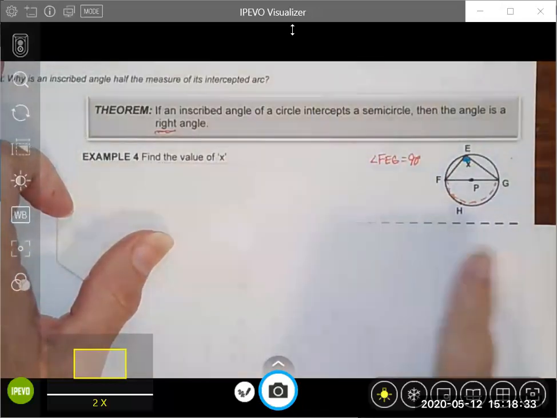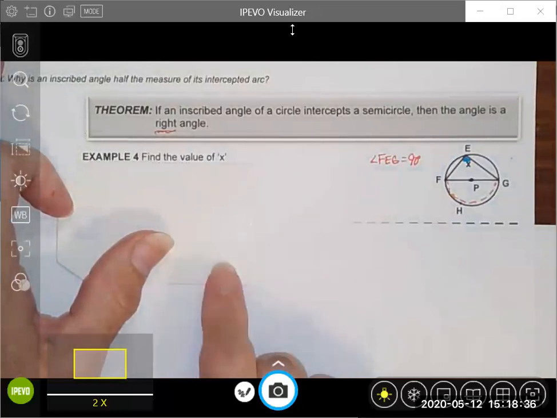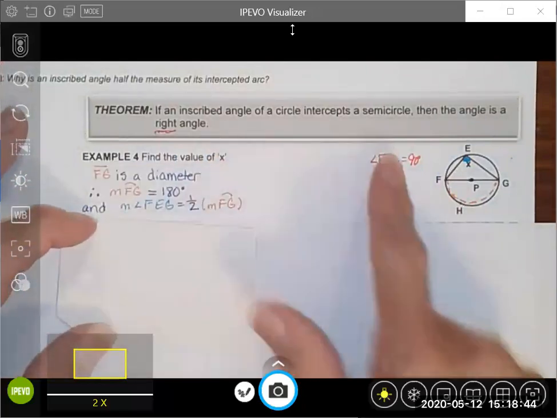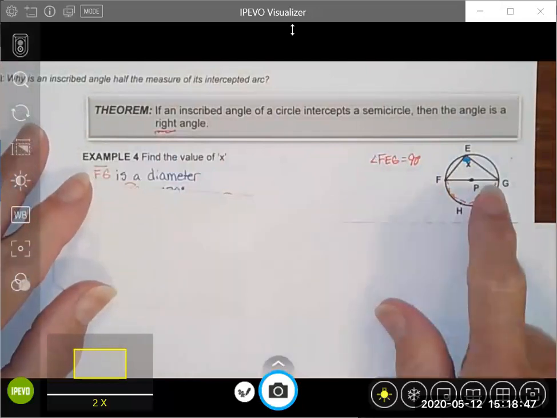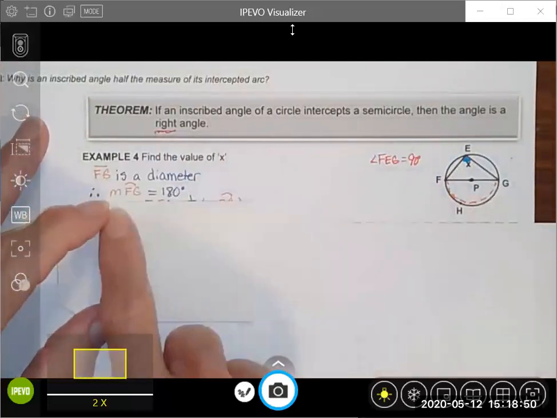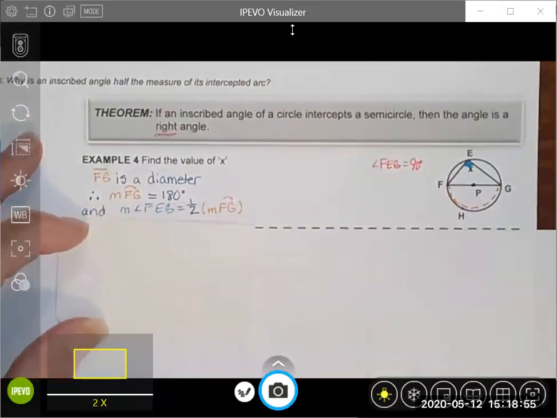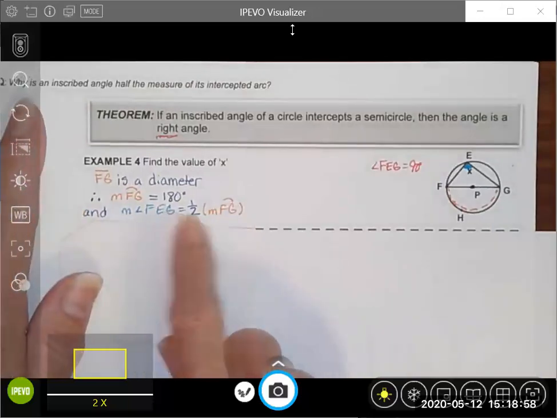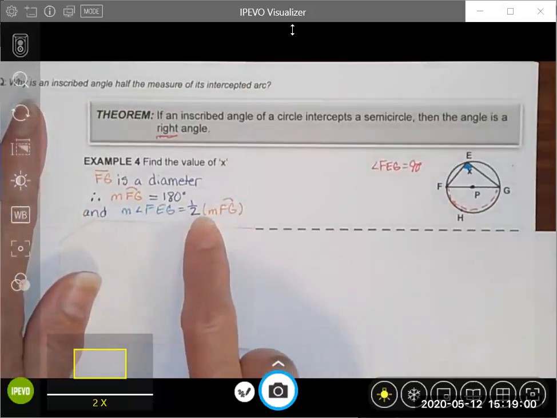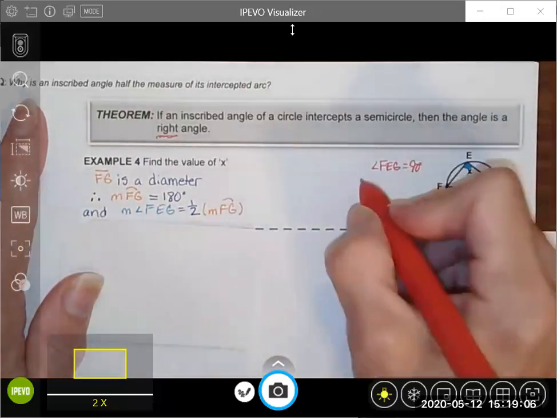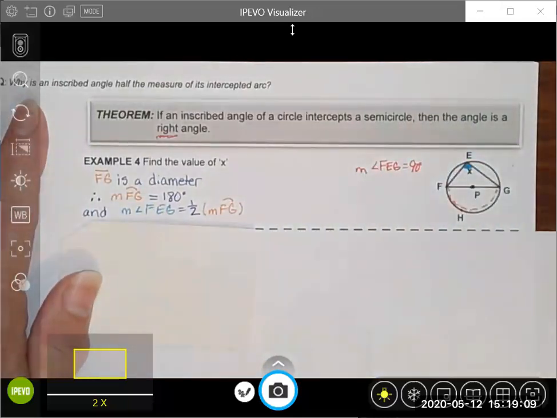Okay, so how does that help me solve for X in this particular example? Well, I know X is 90 degrees because it's a right angle. If you want to know how this theorem was derived, if you think about it, FG is a diameter, and we know that a diameter measures 180 degrees by definition. And we know that angle FEG has to be half the measure of its intercepted arc. So half of 180 equals 90 degrees. All right, so that's that theorem and an example of how to use it.